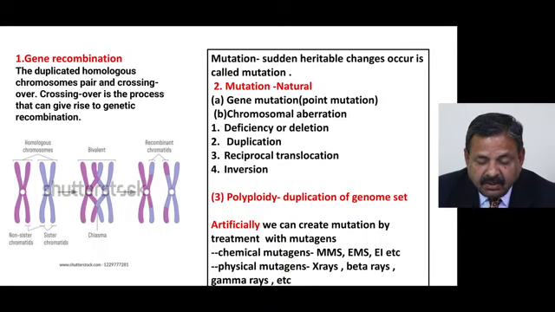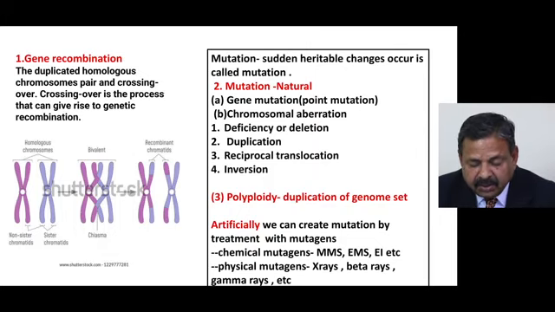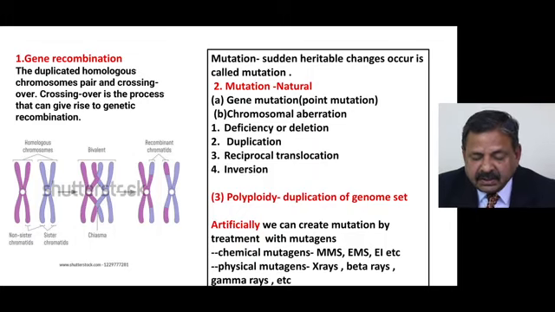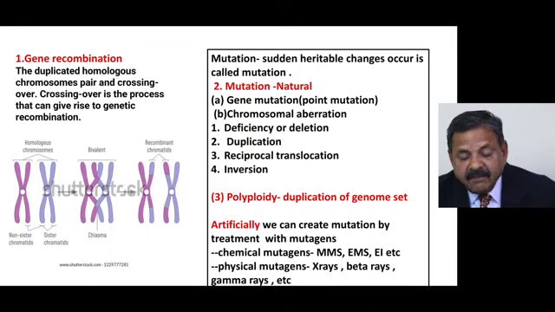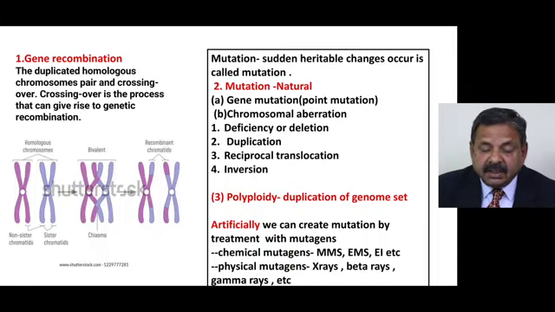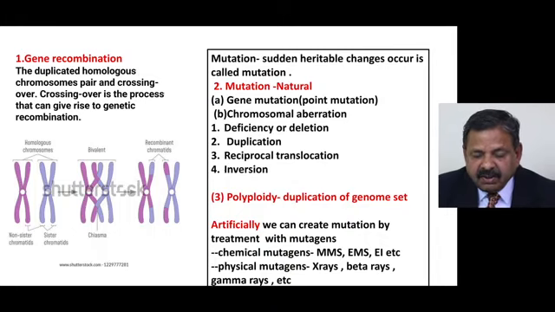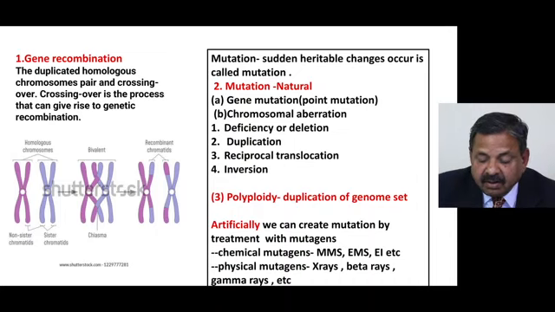Those are natural mutations, but artificially, for experimental purposes in the laboratory, we are also able to create the variation, the mutation or the changes. Nowadays this practice is very common. We treat the material with mutagens, like chemical mutagens such as MMS, EMS and EI, and physical mutagens, that is X-rays, beta rays and gamma rays. And nowadays a genetic engineering technique has come out, in which we change the entire gene makeup or setup. So these are the various artificial means by which we are able to create variation in organisms.